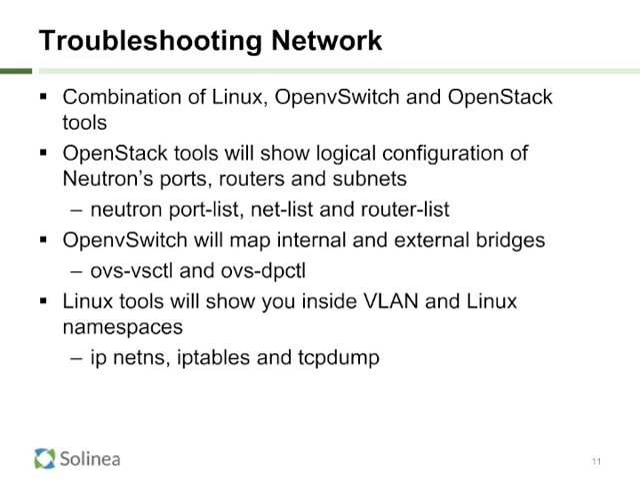OpenStack tools will show the logical configuration of Neutron's ports, routers, and subnets. Neutron is OpenStack's networking component, and it controls the very highest level, the actual cloud level of how things plug into other things, how layer 3 routers or networks are connected, and how subnets and networks work.